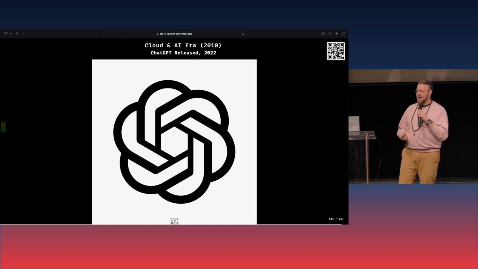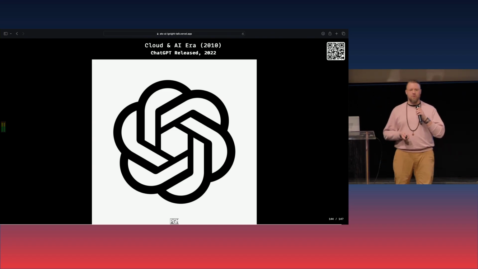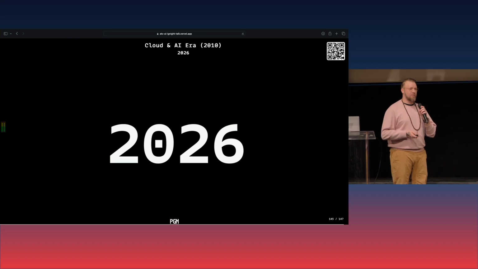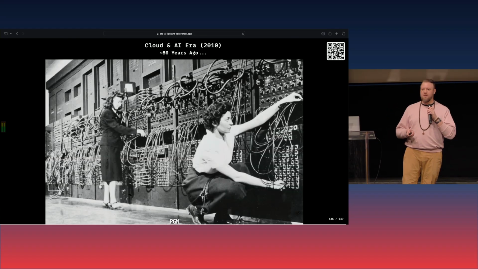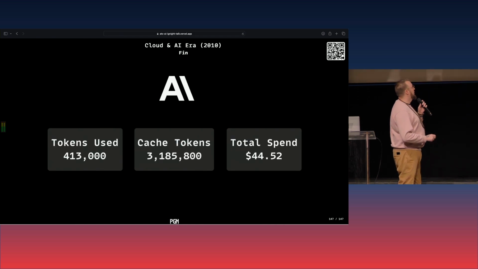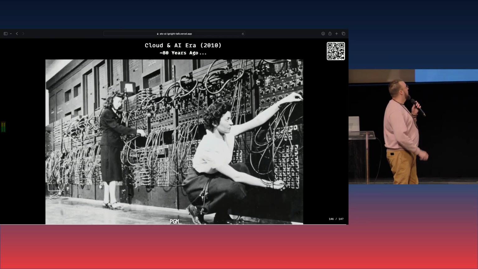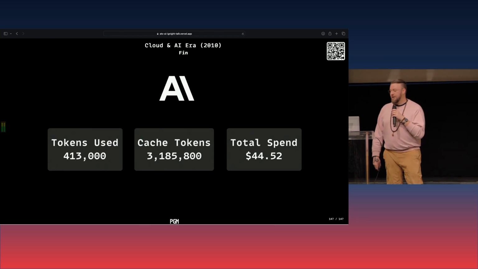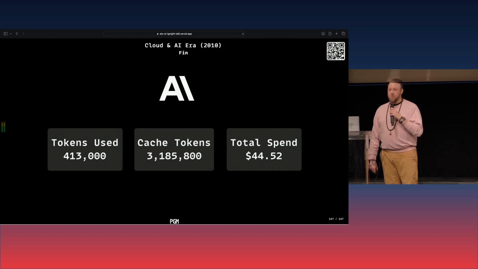And I want to ask you now, do you think we're in an evolution right now or a revolution? Because in 2026, that would have been 80 years ago. Programming computers, punching them in with plug boards. You know, put some thought towards that.